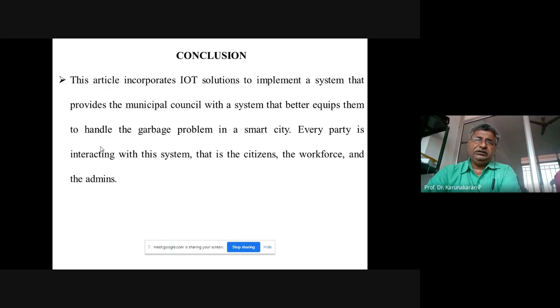Okay, what are the differences between the previous innovation and your innovation?